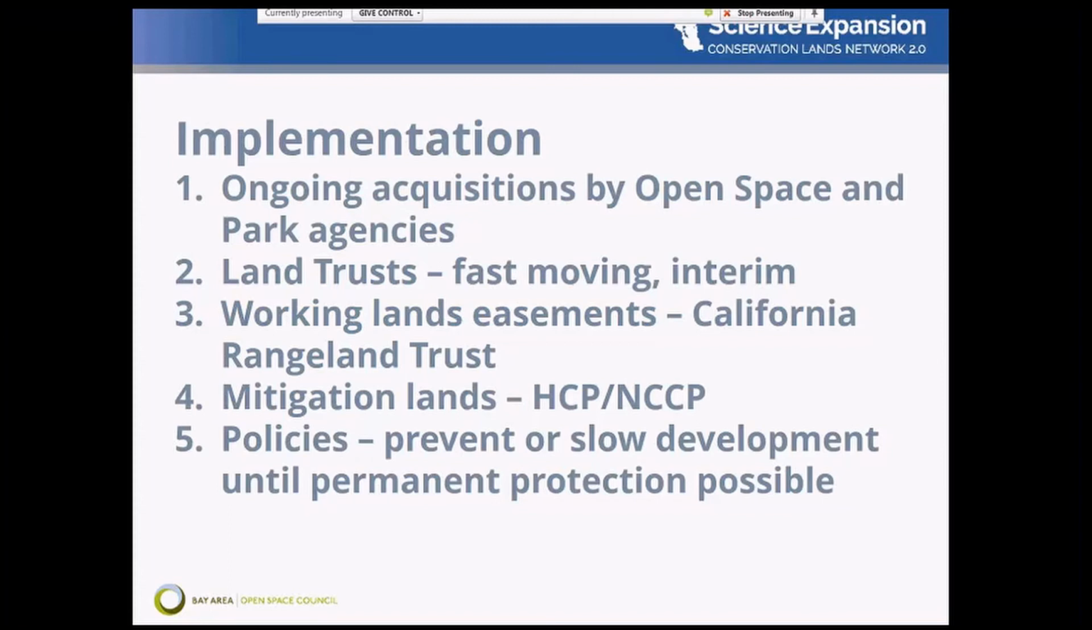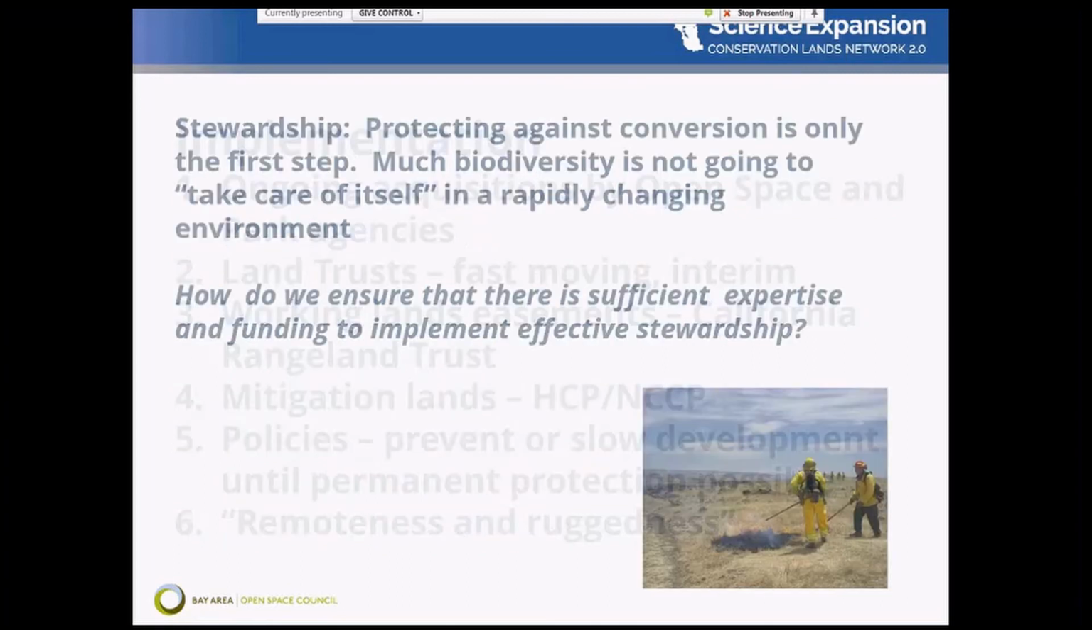Apologies. Okay, well, then there are existing land use policies. As Tom mentioned, we have some of those. The Greenprint has compiled a lot of that. And these are policies that prevent or slow development until, if it's really valuable land, permanent protection is possible. And then there's kind of de facto protection because of remoteness and ruggedness, natural hazards. It's places where there's not development pressure.